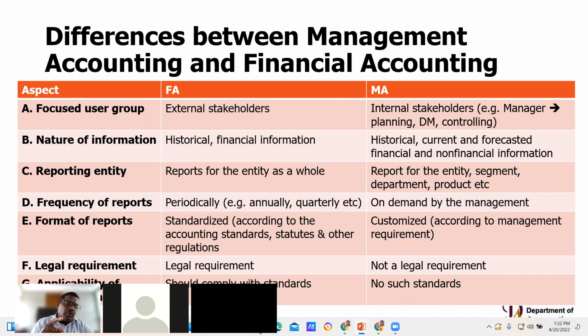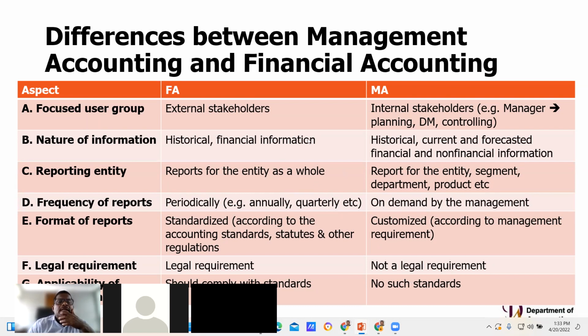in financial accounting, the event may be historical, but the information you are going to use to quantify it, to convert it into money, may be relevant to the future. Here, of course, we have given both: forecasted, current, historical, non-financial information.